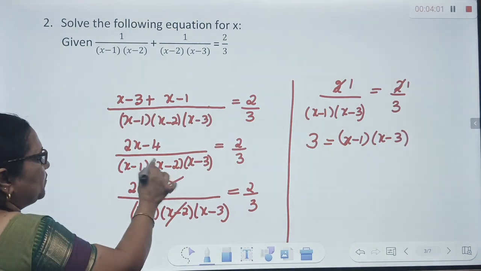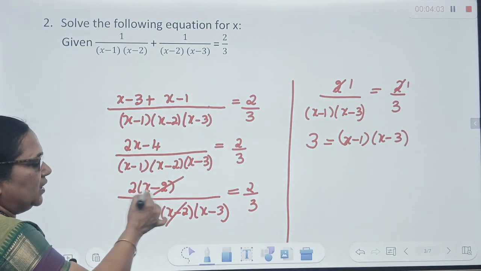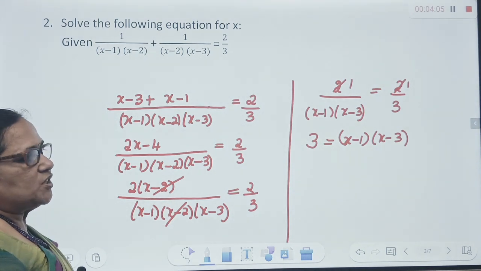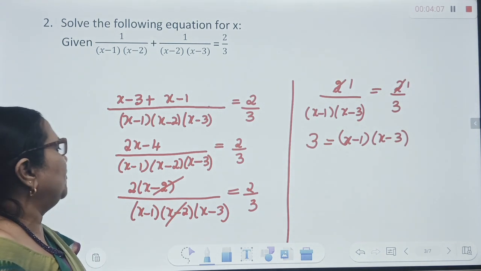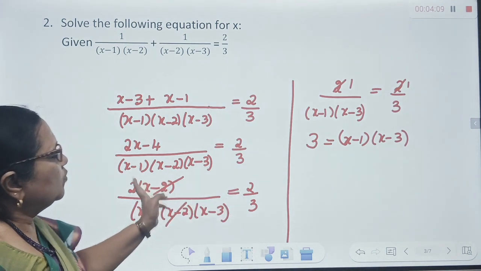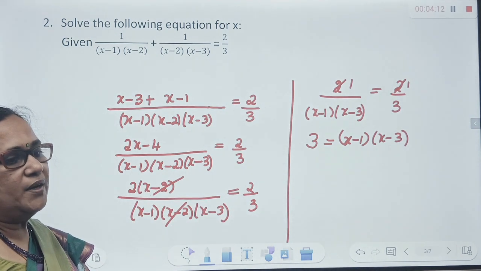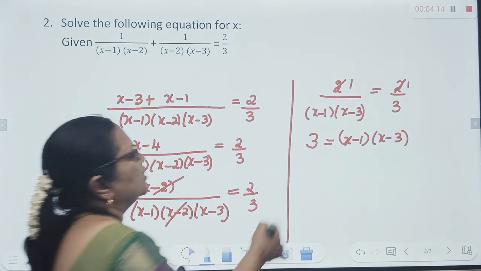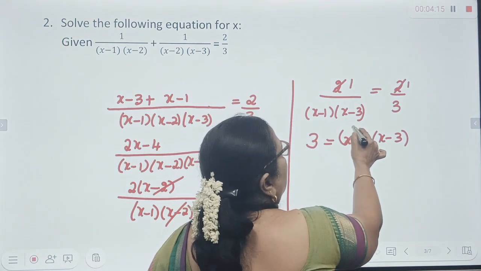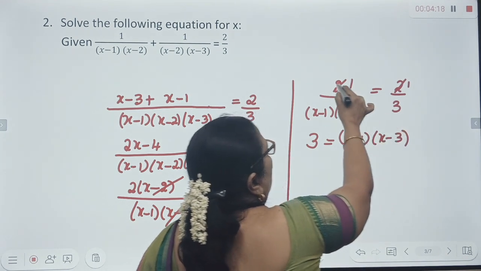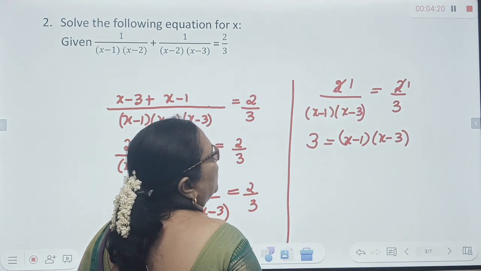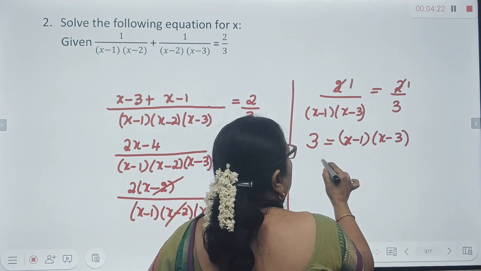See here, 2x minus 4, I have taken 2 common. Then I have cancelled off x minus 2 because it is a common factor. Since 2 is appearing on both sides, it can also be non-zero element, so it can also be cancelled. So I get 1 by x minus 1 into x minus 3 equal to 1 by 3. Now I am cross multiplying: 3 equal to x minus 1 into x minus 3.